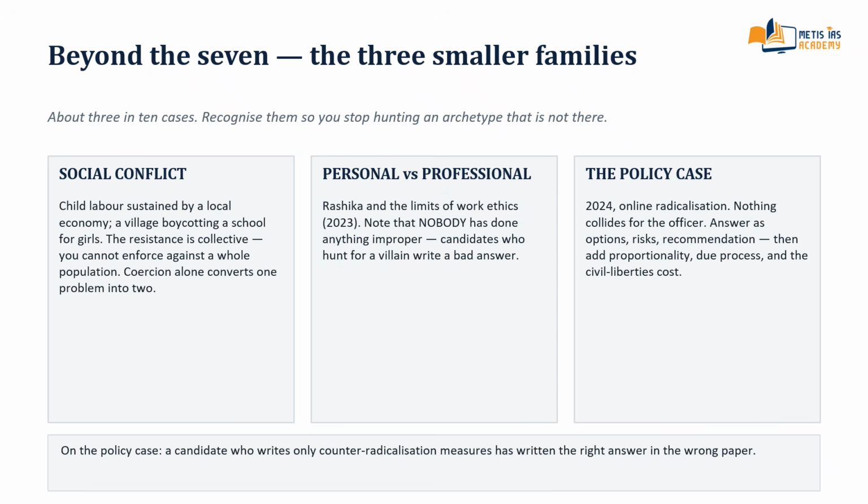The difference between using discretion the rule already contains and bending a rule in secret is disclosure. So beyond the seven, the three smaller families: about 3 in 10 cases sit outside all seven. Two lines each is enough, but recognize them so you are not searching for an archetype that is not there. The social conflict, personal versus professional, the policy case.